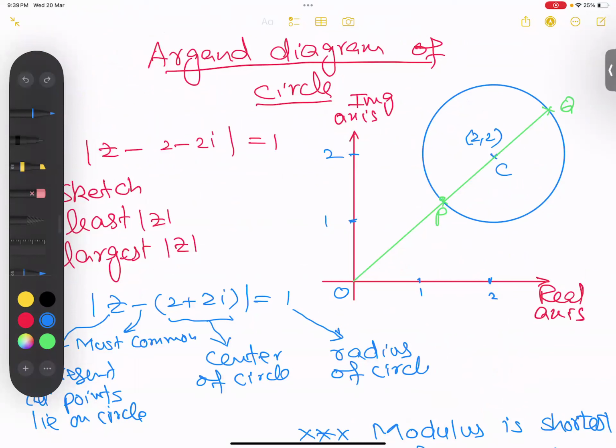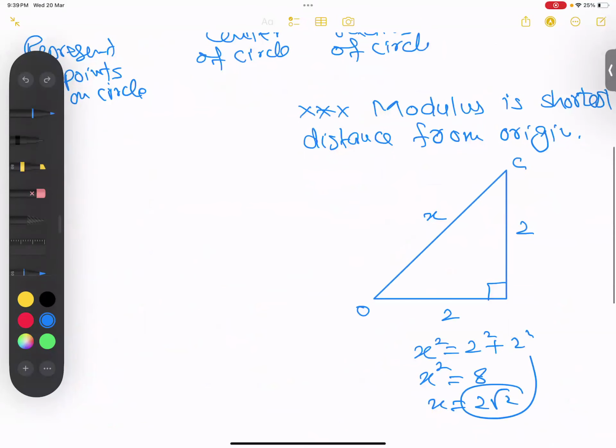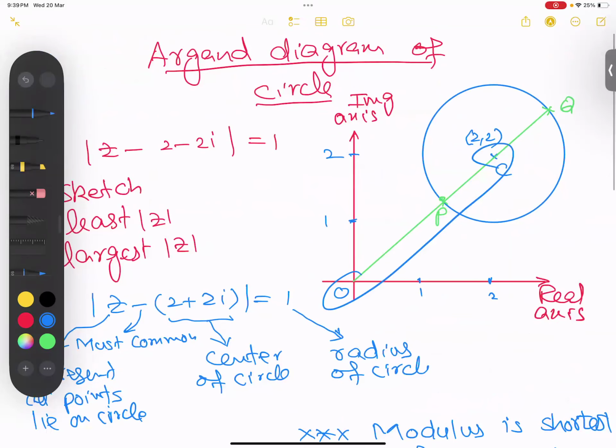But my task is not that one. My task is OP. So what is this gap? This gap is the radius of the circle. So I'm looking for OP. This is called the least modulus, and OQ is called the largest modulus. So how to get it? From O to C is 2 root 2. I just found it, because I drew this triangle.